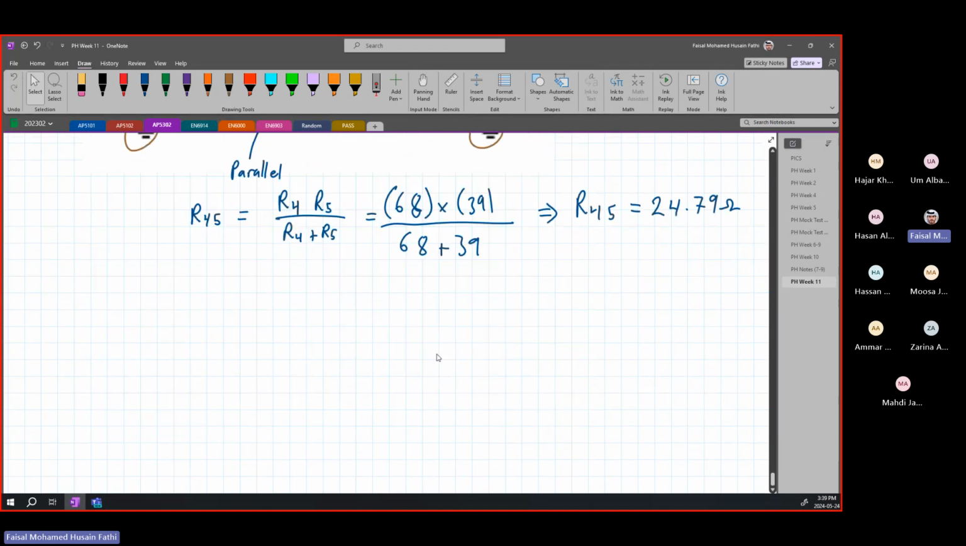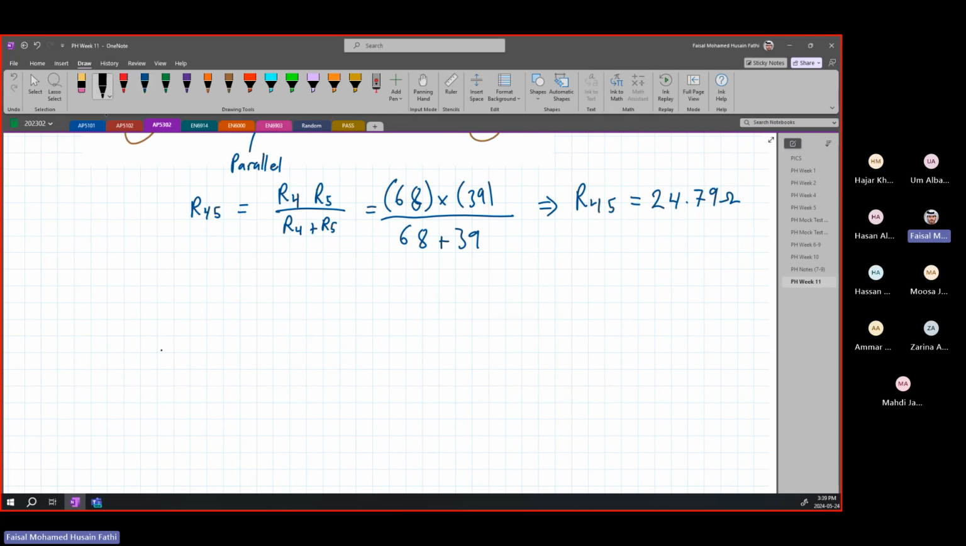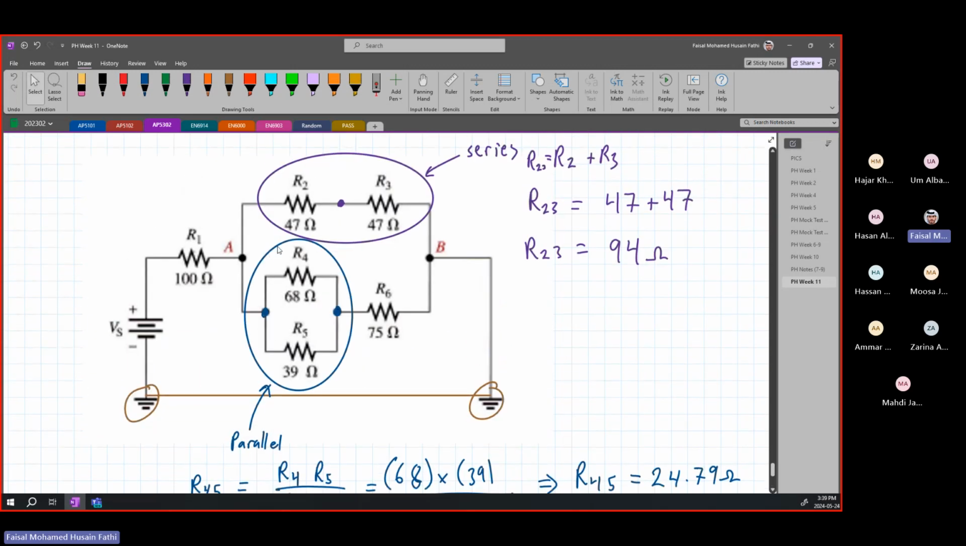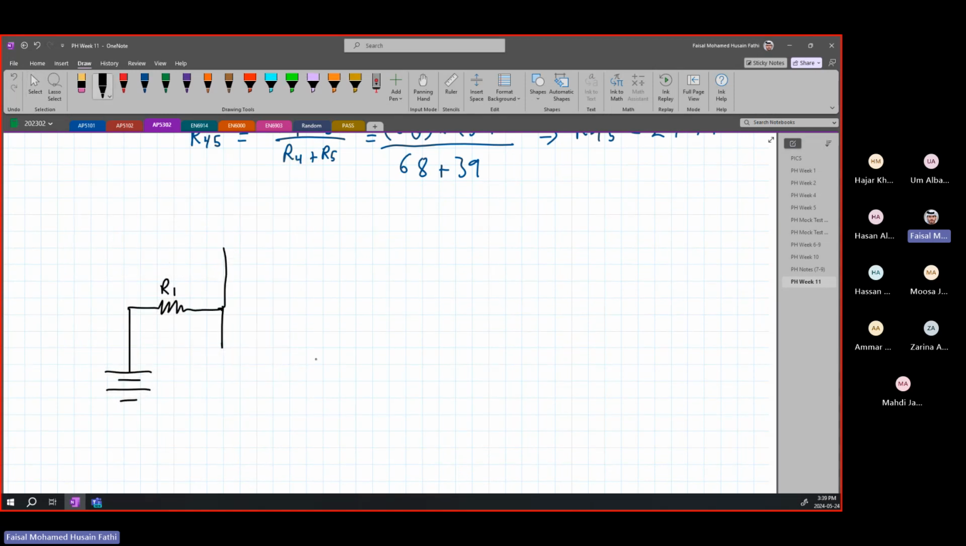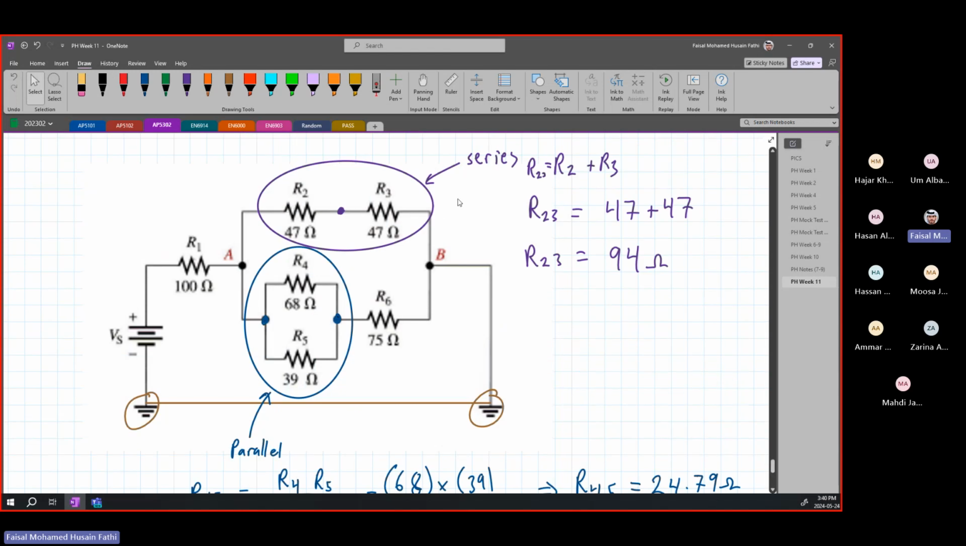So if we want to simplify the circuit a little bit now, we can simplify both of these in one step. The first thing I'll do is draw our voltage source over here, or our battery. Then we have a resistor R1 over here. Then it will break off down and up. Let me make some space. And remember here, we already did our combination for series, which is R23.